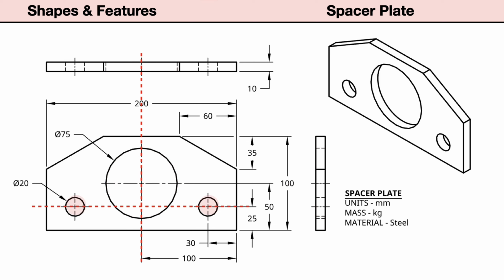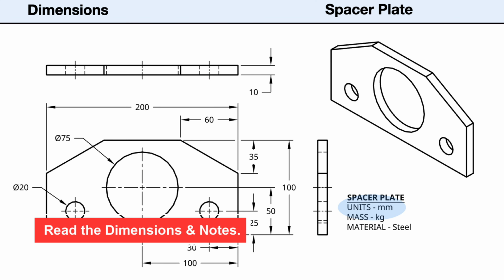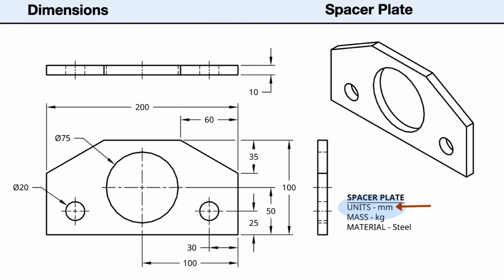The front view also shows 2 equally sized smaller holes. The other views show these holes also go through the plate. The part is symmetrical, left to right. Next, let's look at the dimensions and notes. First, the measurement units are in millimeters. The material thickness is 10 millimeters.